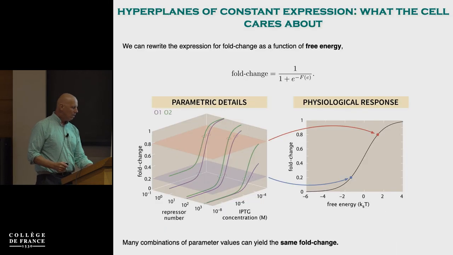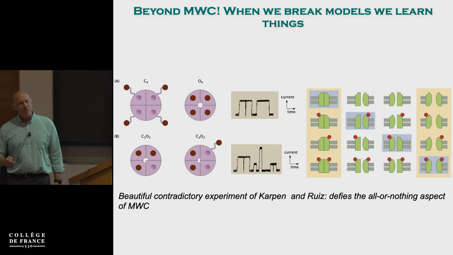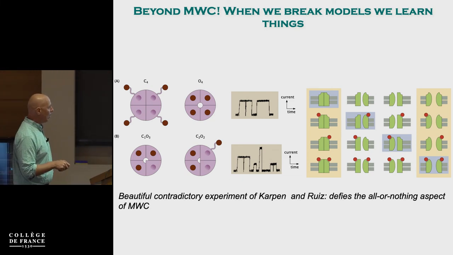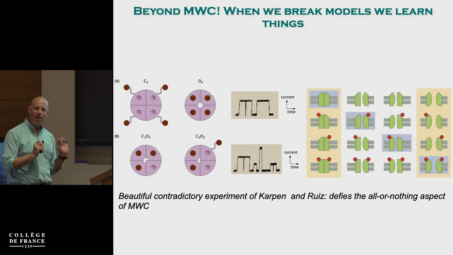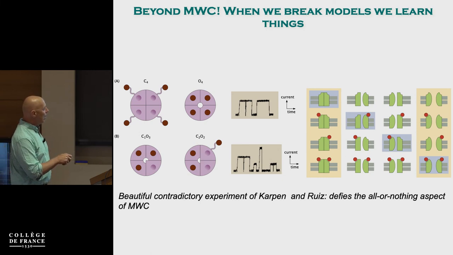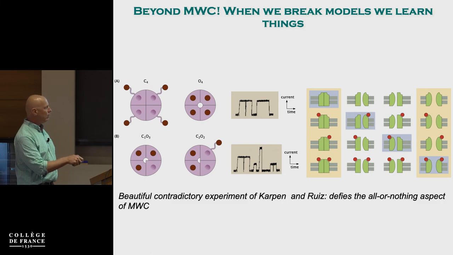And so, here, there was a super brilliant experiment done by Carpenter and Ruiz. What they did is they tethered ligands. And so this really changes the story. I'm not going to go into the details, but it's a really beautiful example of the failure of the model that I told you about today. And it led to all sorts of reasoning.